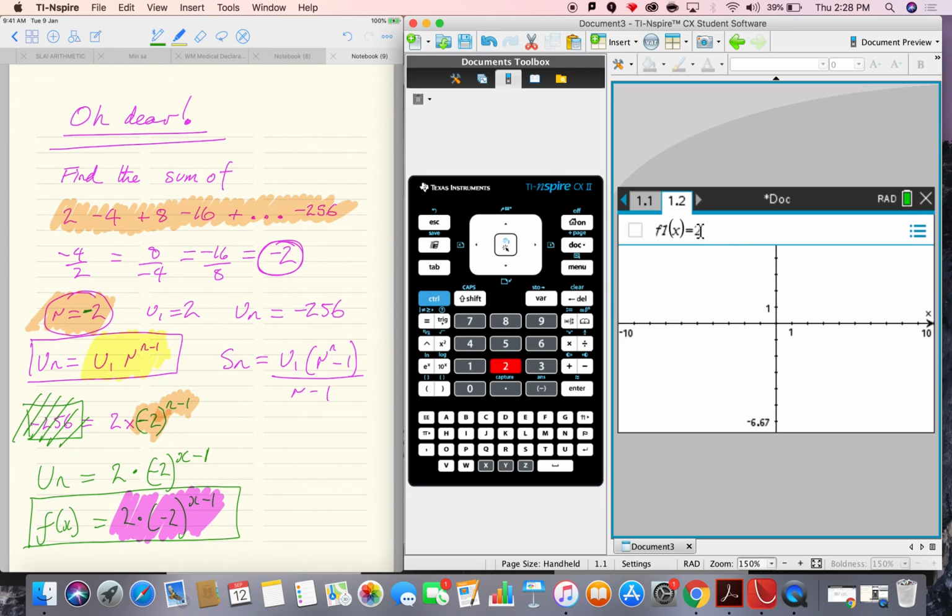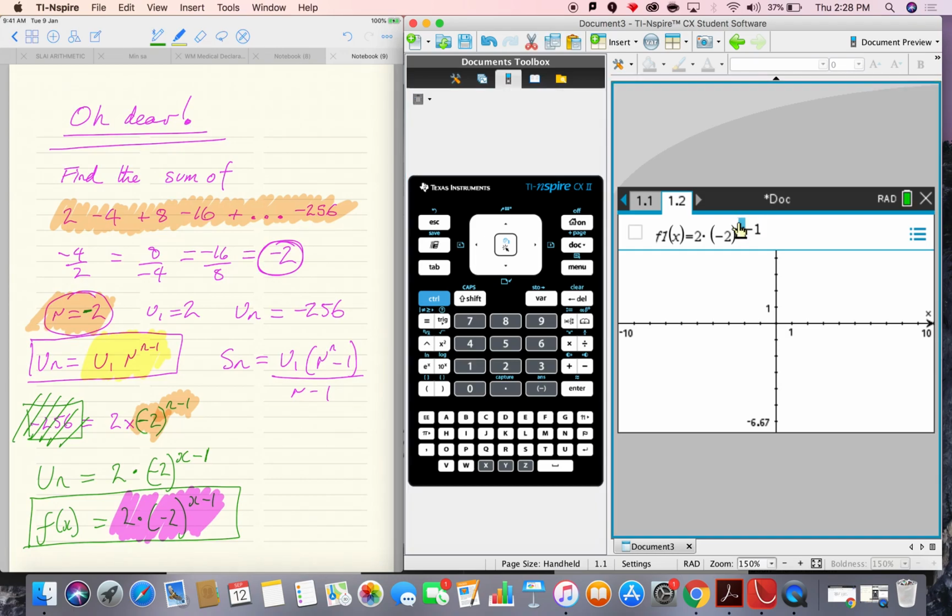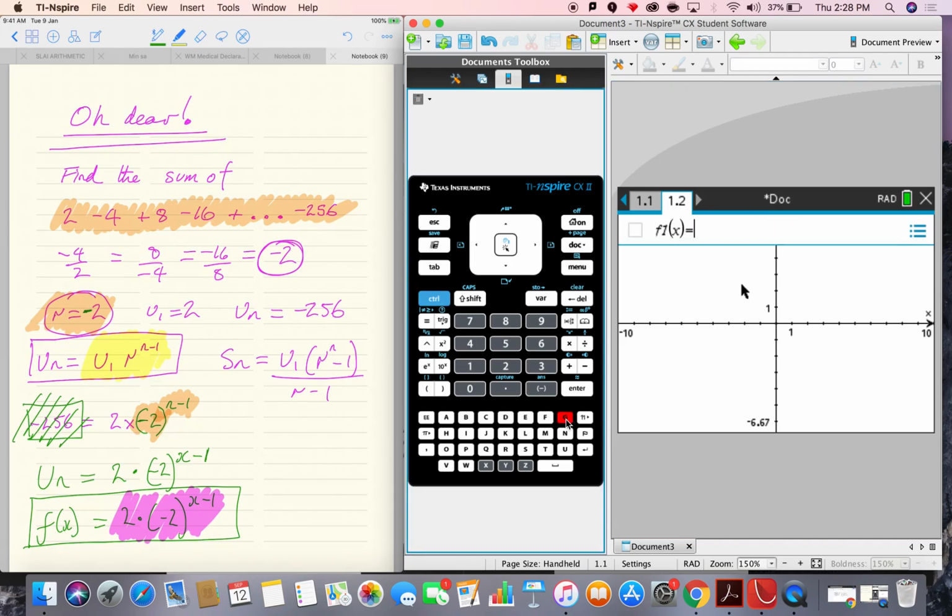So it's 2 times by, open bracket, negative 2, close bracket, to the exponent, and this is x minus 1. I've got to put x here because the calculator recognises x's as the inputs. Alright, and I know in the formula it says that it's a bit of an n, but that's okay. So Control G will get me back in. I didn't even enter it, I just deleted it. So let's try it again. 2 times by negative 2 to the exponent x minus 1. Okay, let's press enter.